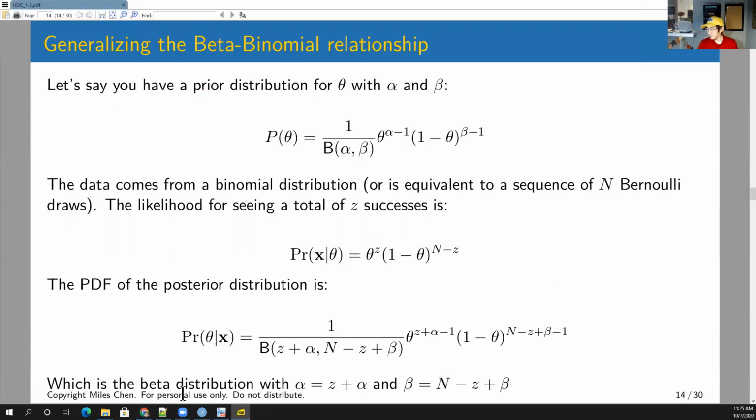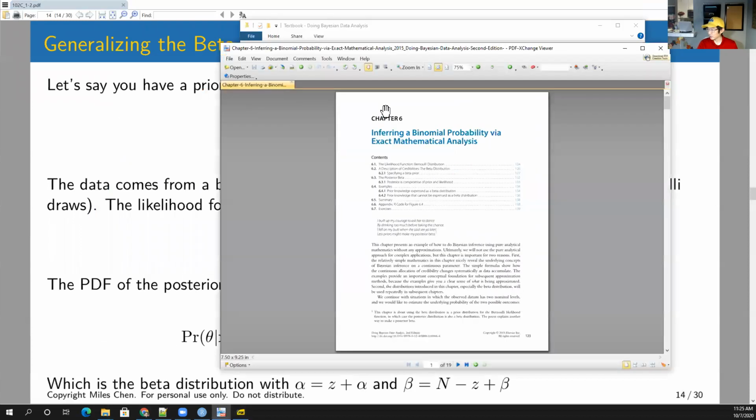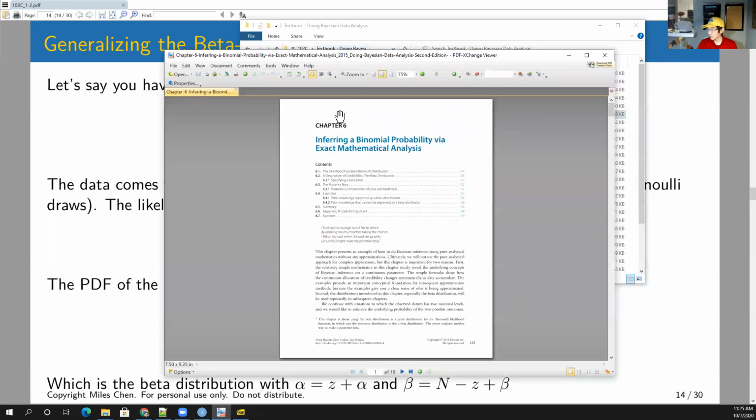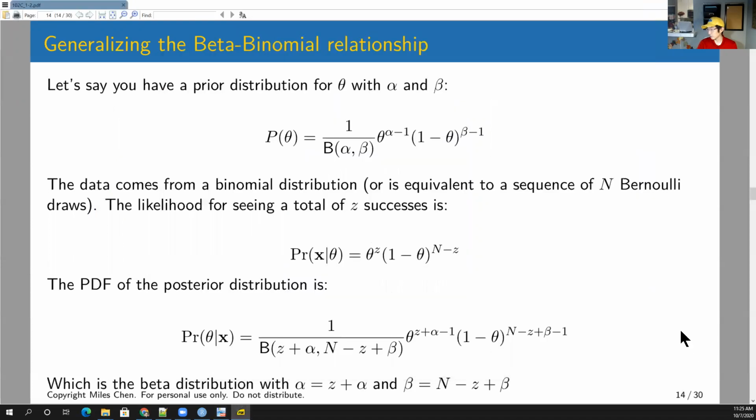Also, as part of your reading this week for your homework, I'm having you read chapter 5 and chapter 6. And in chapter 6, the authors delve into this as well in great detail, and I think they do a good job there. So make sure you do your reading there.